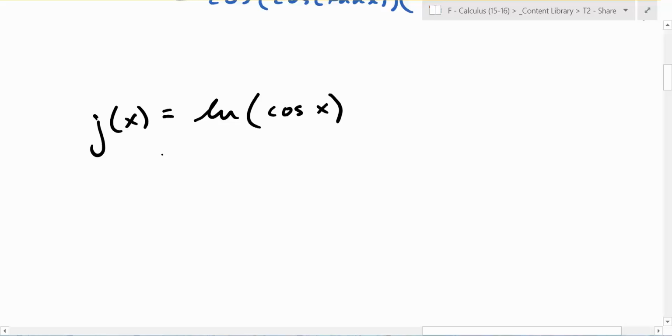Isn't it interesting? So what's the derivative? What's the derivative of ln x, Connor? What's the derivative of just ln x?